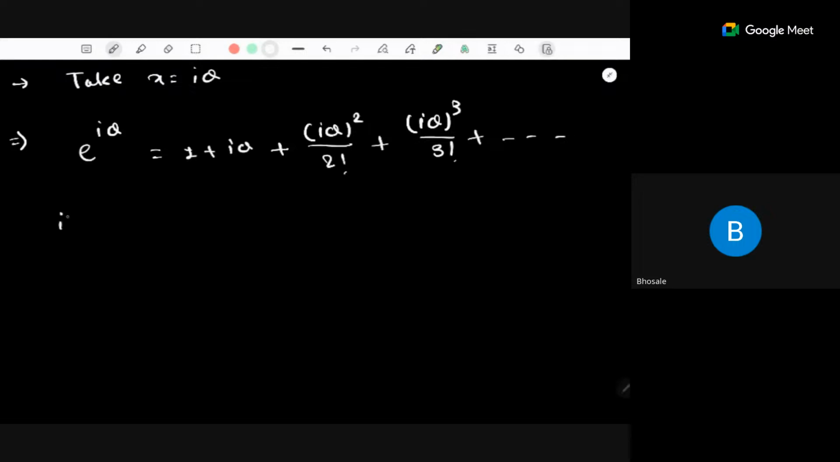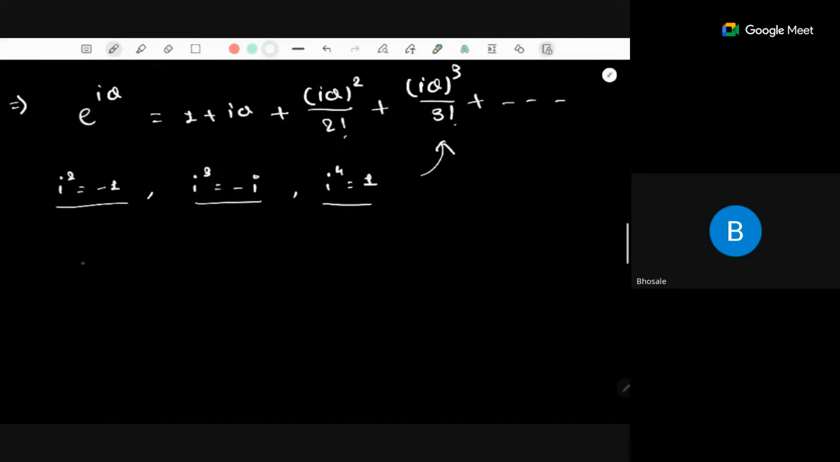We know that iota squared is nothing but minus 1. We know that iota cubed is nothing but minus iota, and iota to the power 4 is nothing but 1. So now we'll substitute all these values in our given power series. Let's see what will happen. Then e to the power iota theta is nothing but 1 plus iota theta. Now here we will get iota squared, right? So iota squared means minus 1.